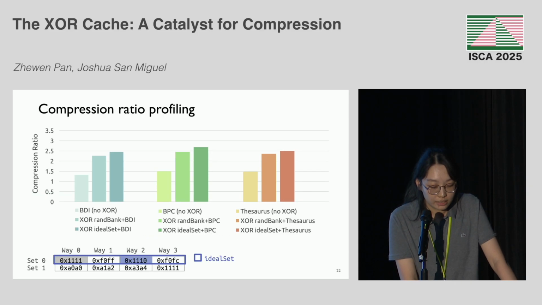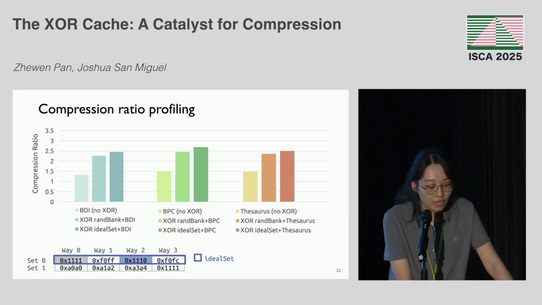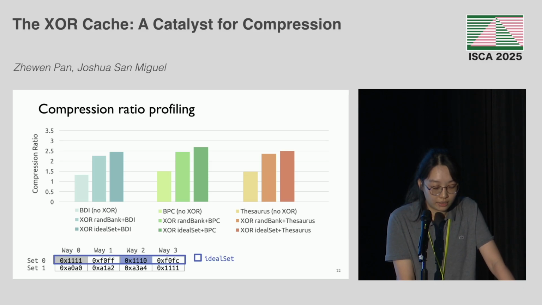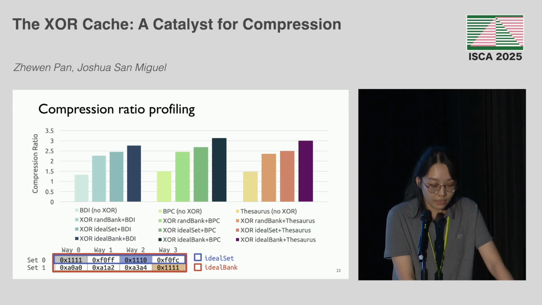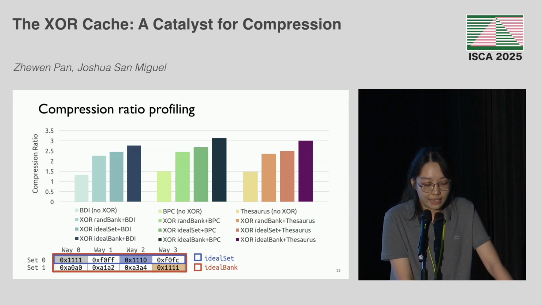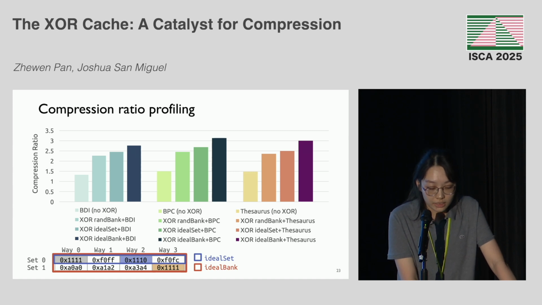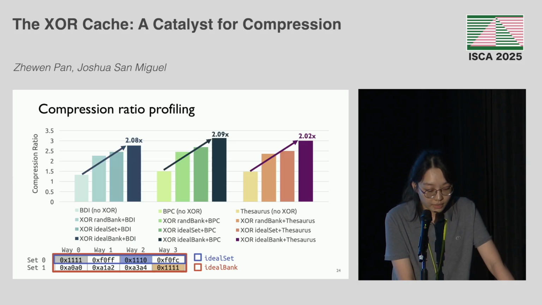With this insight, we consider an ideal XOR cache configuration by searching for the best XOR candidate for a line within its set, which we call ideal set. With this, our compression ratio improves from the previous random configuration. If we further allow a line to search for its best candidate across the entire bank, which we call ideal bank, we'll achieve an even higher compression ratio. This boosts baseline compression ratio by more than 2x. So, backed by these results, we show that XOR compression has great potential as a catalyst for boosting compressibility.